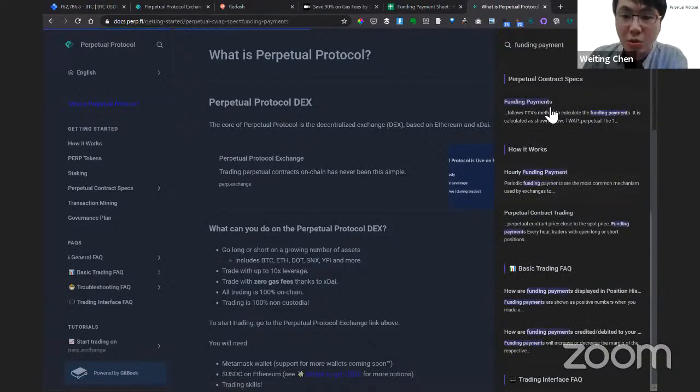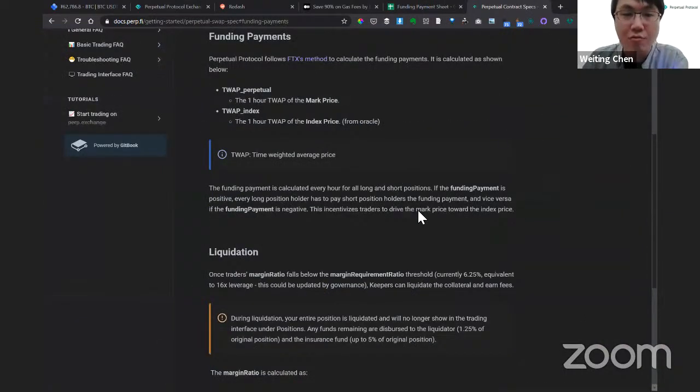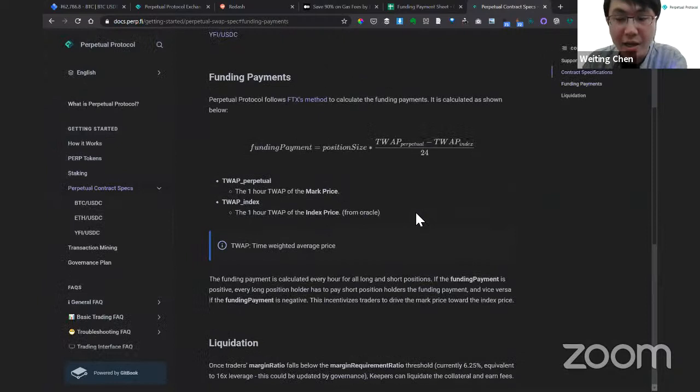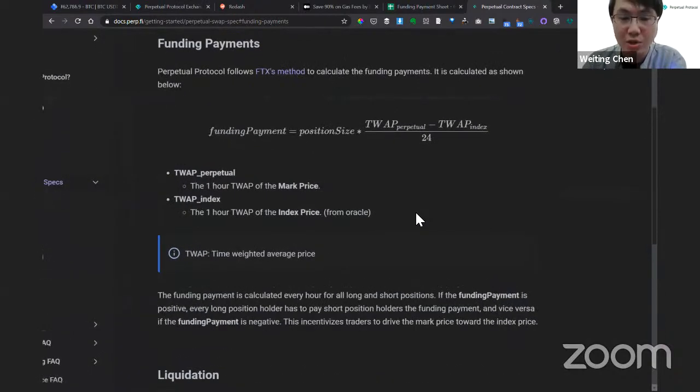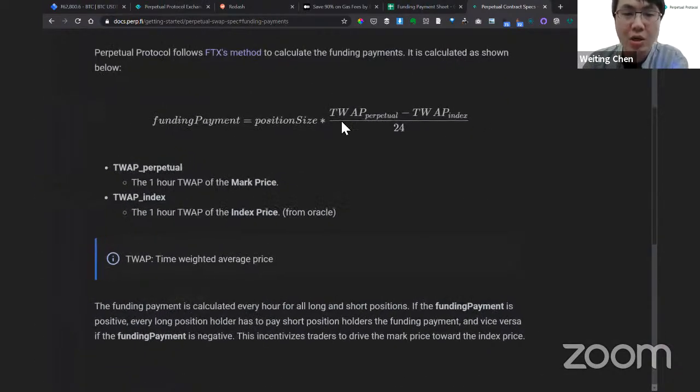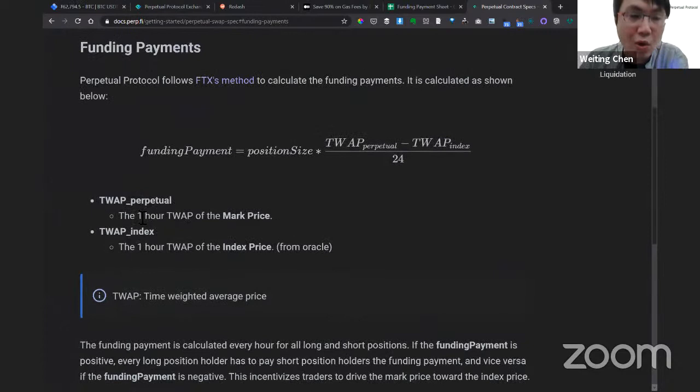Yep. So because there are a lot of exchanges offering perpetual contracts, and each one has their unique way to calculate the funding rates, this is the formula we use. Basically, the interval we use is 1 hour. So once per hour, our system will calculate the time-weighted average price of our exchange.